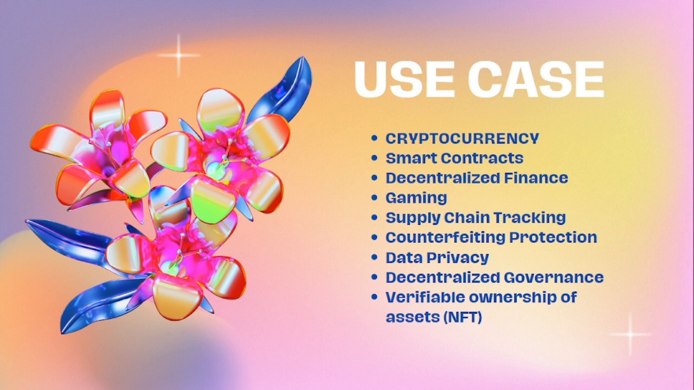You have data privacy. The beauty of blockchain is that all your data is hidden under the blockchain. Then we have decentralized governance, which is our DAOs. We have verifiable ownership of assets, which is NFT basically.